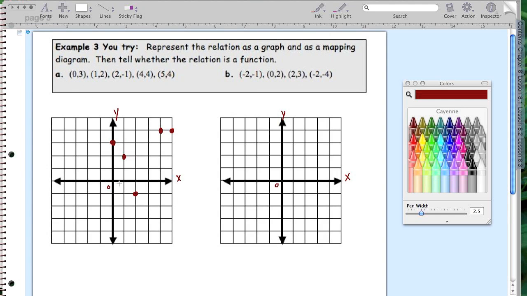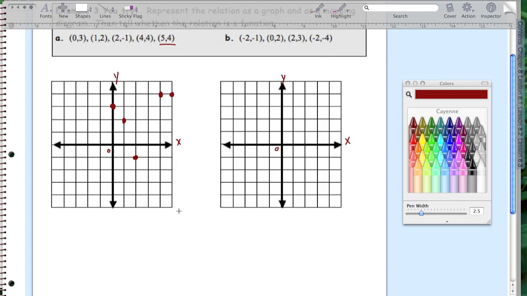So 0 left and right, up 3. 1 over on the x, up 2. 2 over on the x, down 1. 4 over on the x, up 4, and 5 over on the x, up 5. I'm sorry, this is 5, 4. 5 over on the x, up 4, like we have marked.